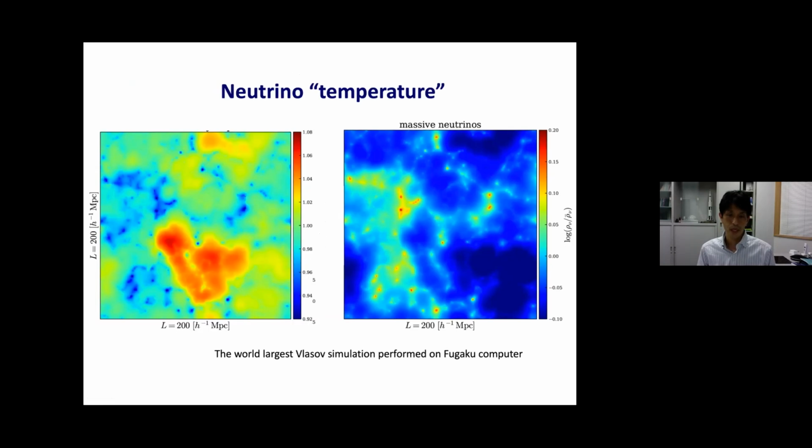Okay? And from our simulations, I will tell you more in detail, one can also measure the effective neutrino temperature, the local velocity dispersion, in this way. And we see that neutrinos can be hotter or colder depending on where we are in the universe. But again, this relative amplitude is only a 10% level effect.